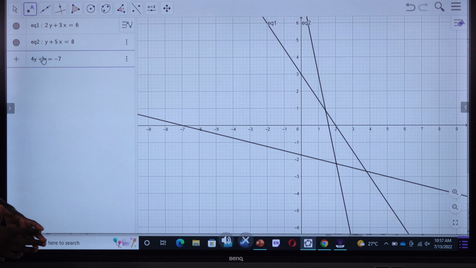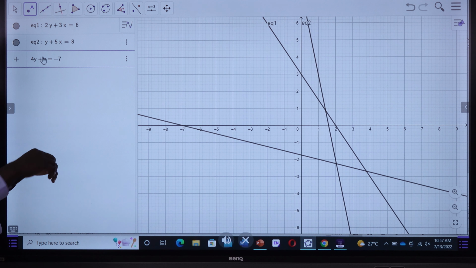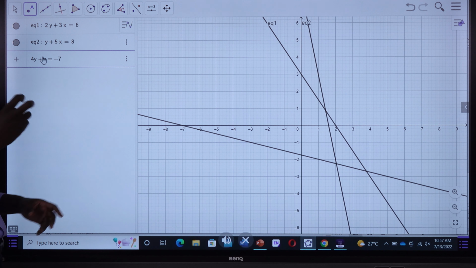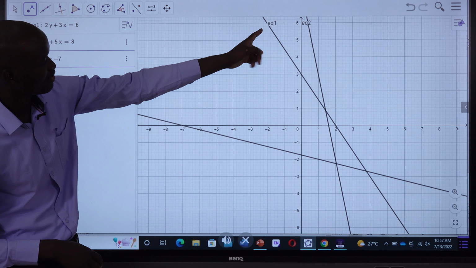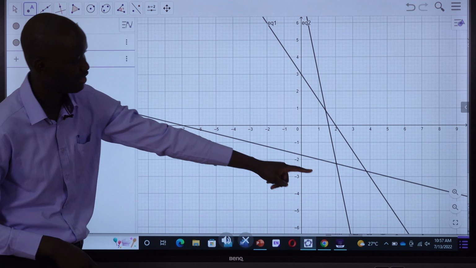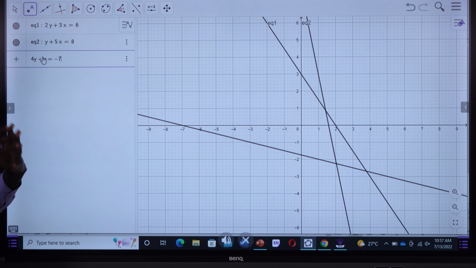So all the 3 lines, and Geogebra will automatically number them. We have equation 1, equation 2, and equation 3. And so you can see my first equation is here, equation 1, equation 2, equation 3. All the 3 lines are intersecting at a point. And the point of intersection, I can mark it. I can also use GeoGebra here to mark a point.